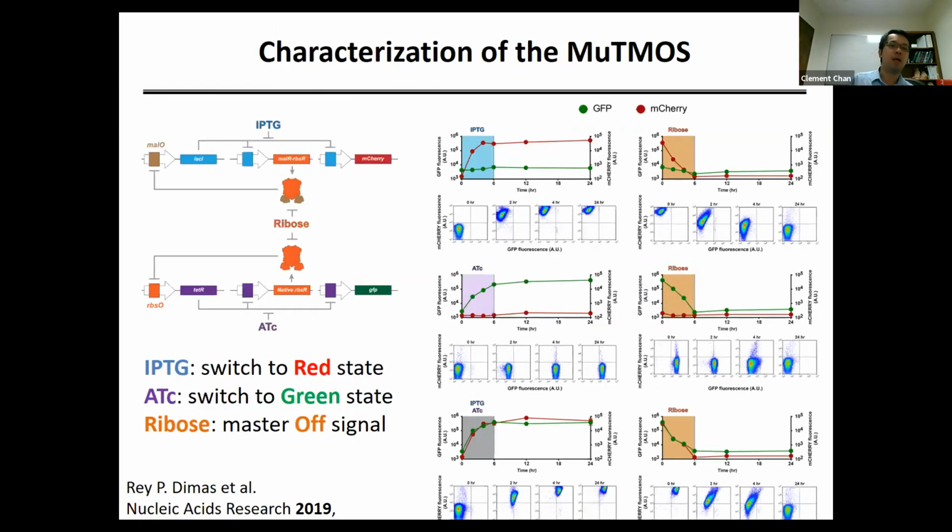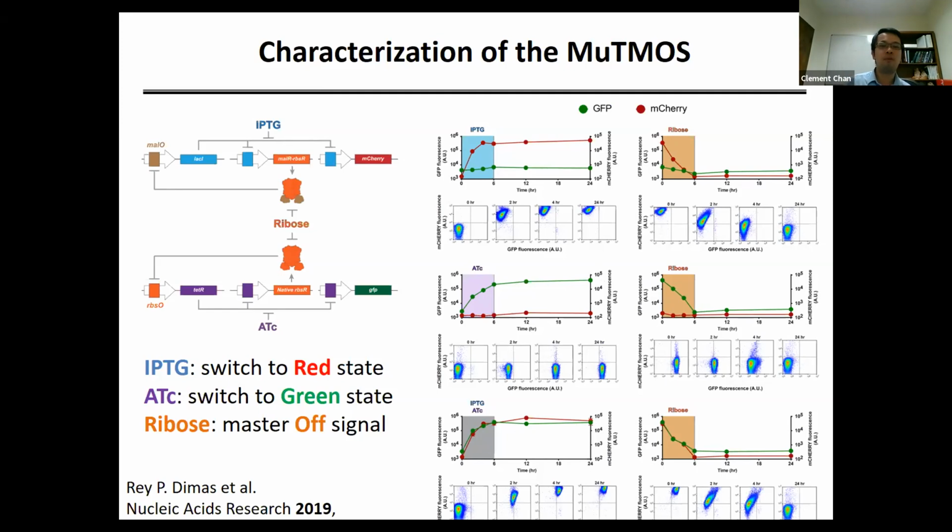We built these two toggle switches in E. coli cells. Here you can see that when the E. coli cells are exposed to IPTG, they become red. When these cells are exposed to ATC, they become green. When the cells are exposed to both IPTG and ATC, they become both red and green. But under all these conditions, when the cells are exposed to ribose, which is the off signal, they all are reset and go back to the off state. So it shows that our idea is working.